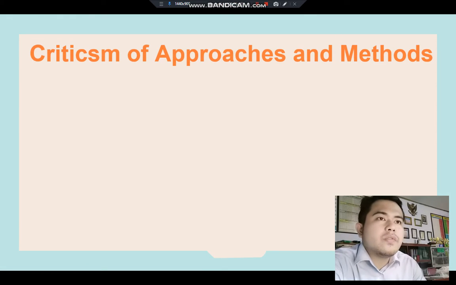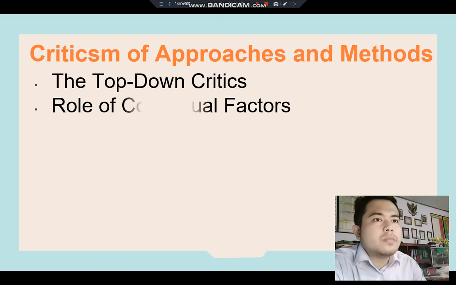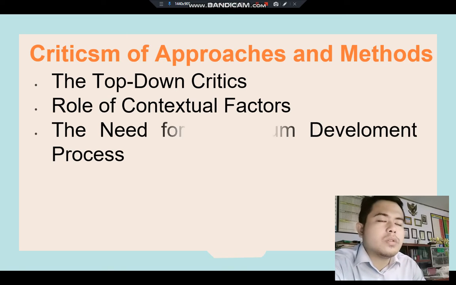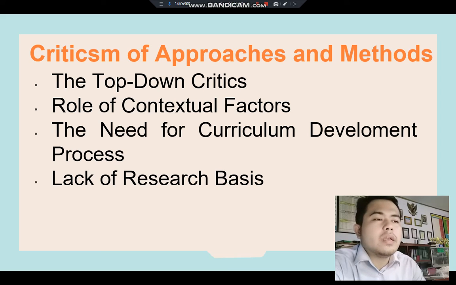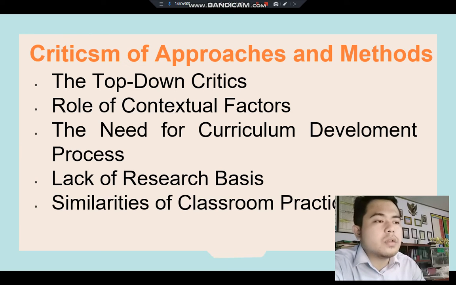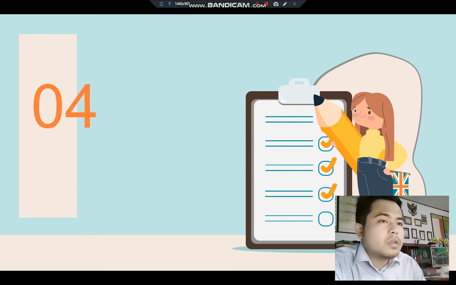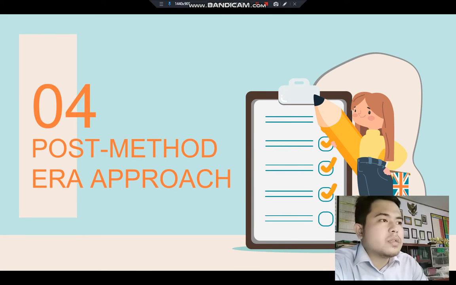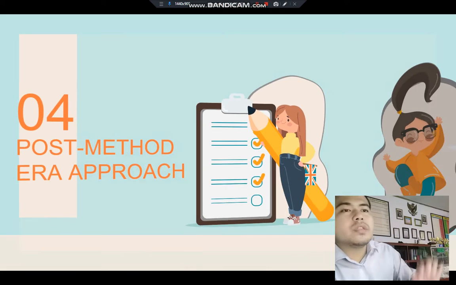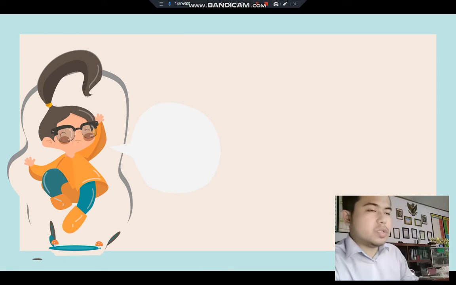And also there are several criticisms of approaches and methods. Some of them are the top-down critique, the role of contextual factors, the need for a curriculum development process, lack of research basis, similarities of classroom practice, and others. So, to answer this problem, some research was conducted and the post-method era approach was born. So, what is the post-method era approach?